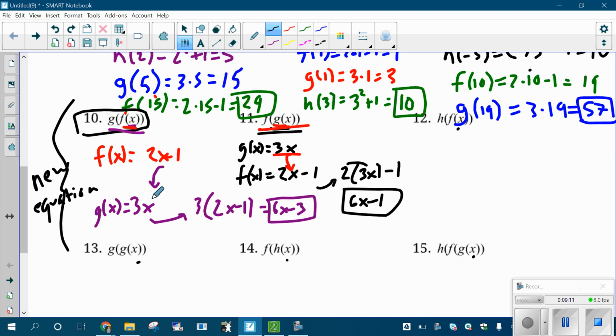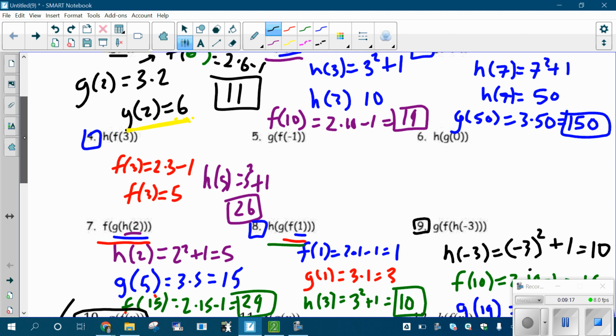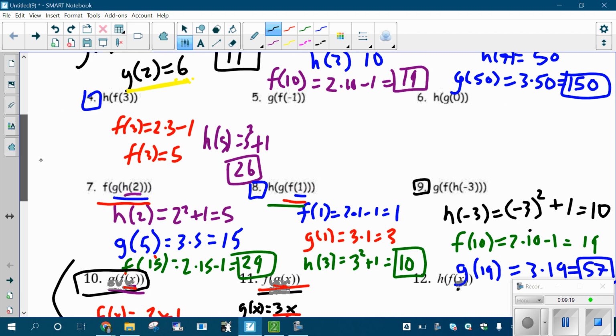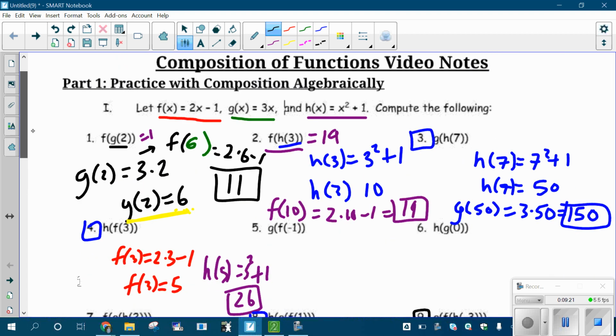Actually, let's do it together. H of f of x. Okay, so what's h? Excuse me, we'll start with the inside one. What's f of x? 2x minus 1. So let's write that down.